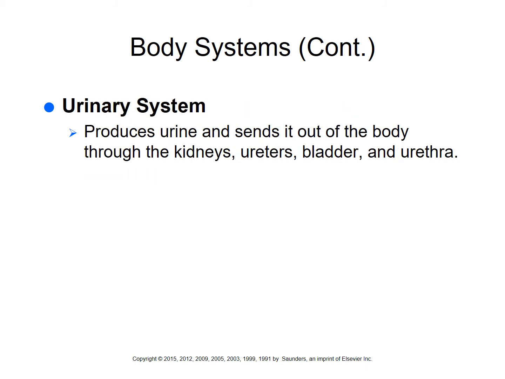Our urinary system produces urine and sends it out of the body through the kidneys, and then you have tubes from the kidneys to the bladder called your ureters, and then from the bladder to the exterior, which is termed the urethra.